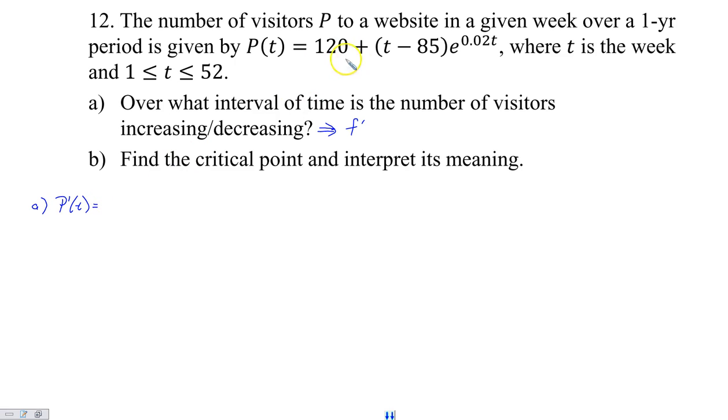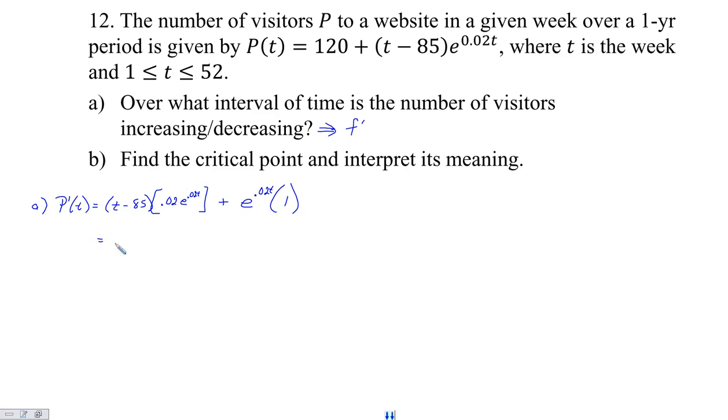So we're going to have the derivative of 120 is 0, and then our product rule says we take the first part, which is t minus 85, times the derivative of the second part. That's going to be the derivative of that exponent, 0.02e^(0.02t). And then plus, because I have a product rule, the second function, e^(0.02t), times the derivative of the first function, which is just 1. So it's really not as bad a derivative as we think it is.